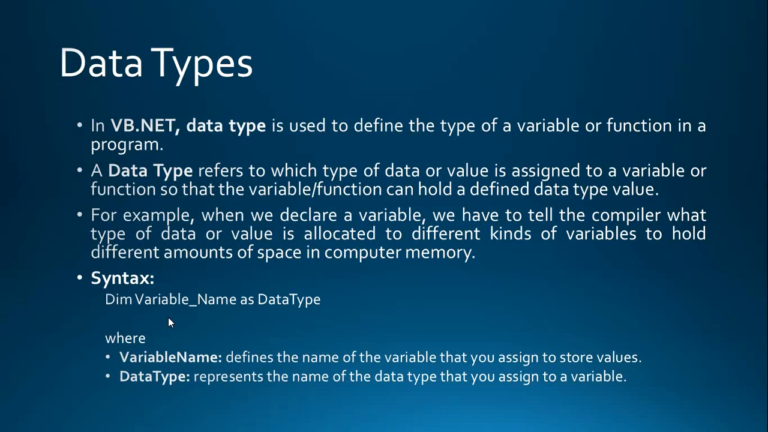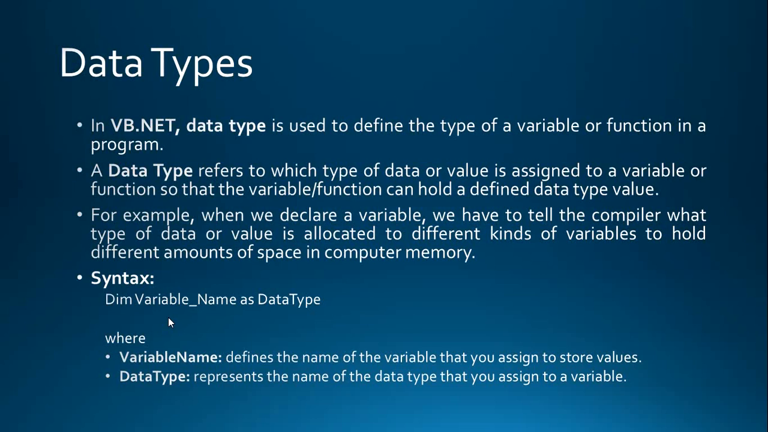Next we come to data types. So in VB.NET, a data type is used to define the type of a variable or function in a program. So it is used to define what type of variable or function is being used in the program. So a data type refers to which type of data or value is assigned to a variable or function so that the variable or function can hold a defined data type value.